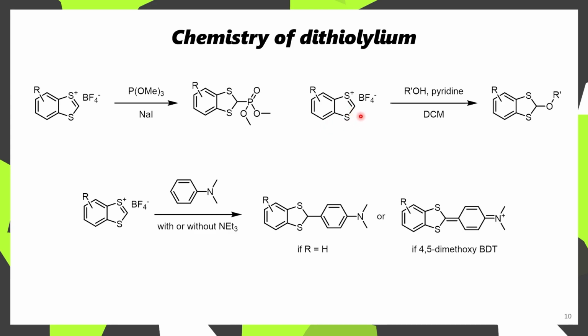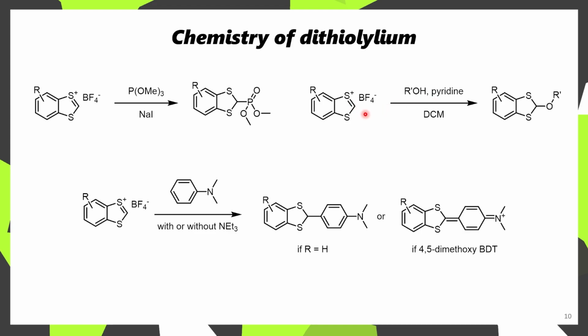Once you take this cation, it's possible to react it with an alcohol in the presence of pyridine and dichloromethane, although some other pyridine-containing bases such as 2,6-lutidine and 2,4,6-trimethylpyridine have also been reported. If you use triethylamine, this will just deprotonate the CH, form the carbene, and this will then immediately dimerize with an unreacted carbocation. So do not use triethylamine or any base stronger than pyridine for this.